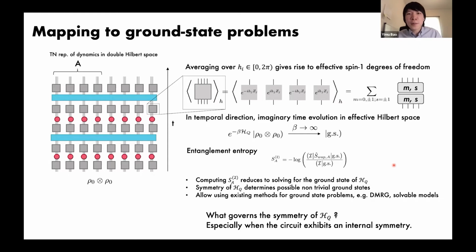Okay, so now the pertinent question reduces to what governs the symmetry of HQ, because that determines all the interesting phases we can obtain, especially when the circuit exhibits an internal symmetry. If the circuit does not have symmetry, this reduces to the Haar-random situation. We know that HQ has, for example, for the double density matrix, this Ising symmetry.